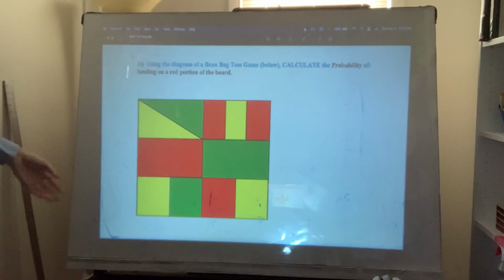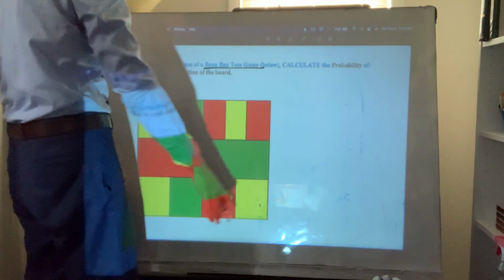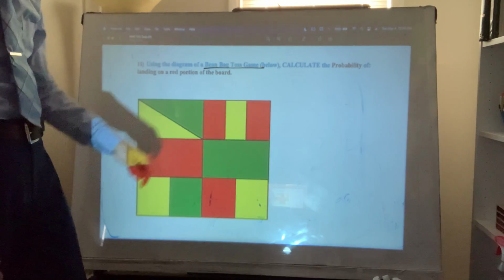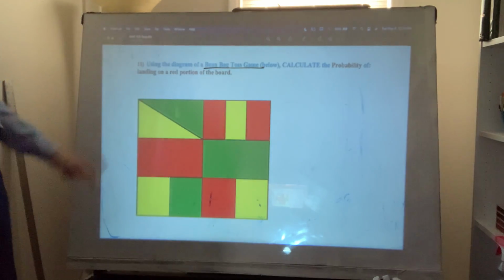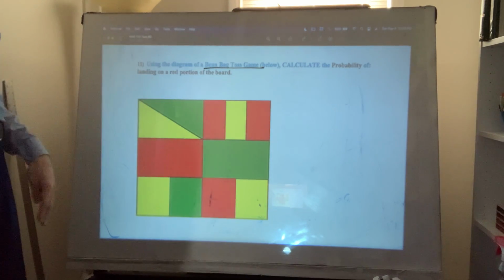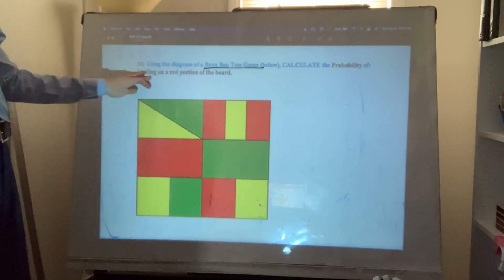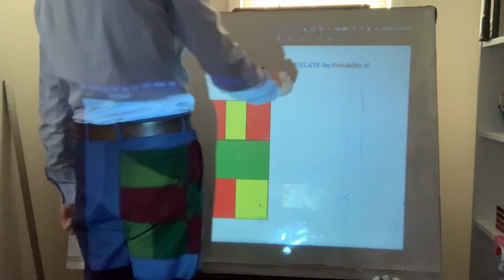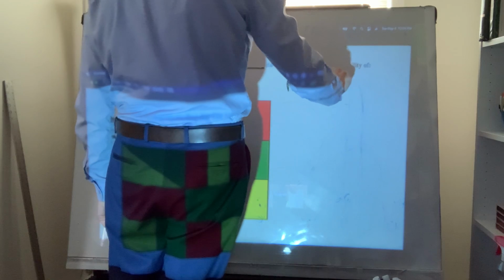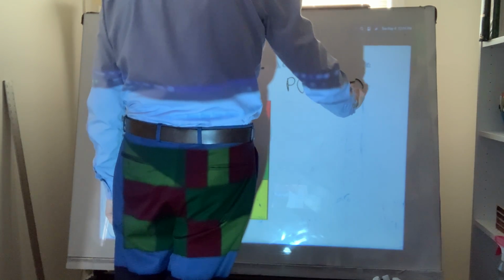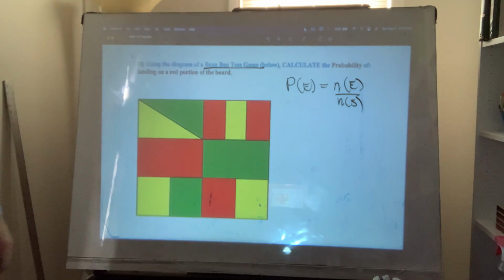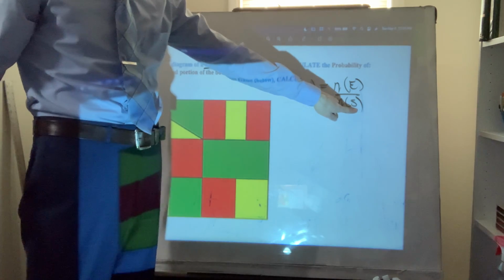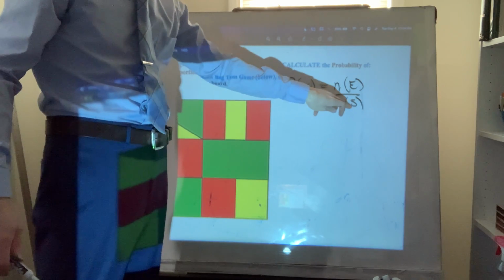This was describing a beanbag toss game. This is a board. Using the diagram for the beanbag toss game, just randomly tossing a bag, calculate the probability of landing on a red portion of the board. Now, this is totally abstract, so we're not doing this in real life. This is a theoretical probability. We're going to use that formula: number of outcomes favorable to the event over the total number in the sample space.